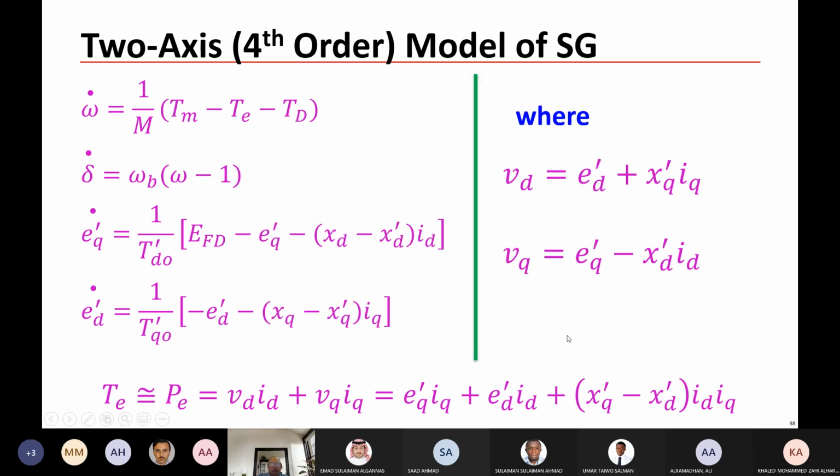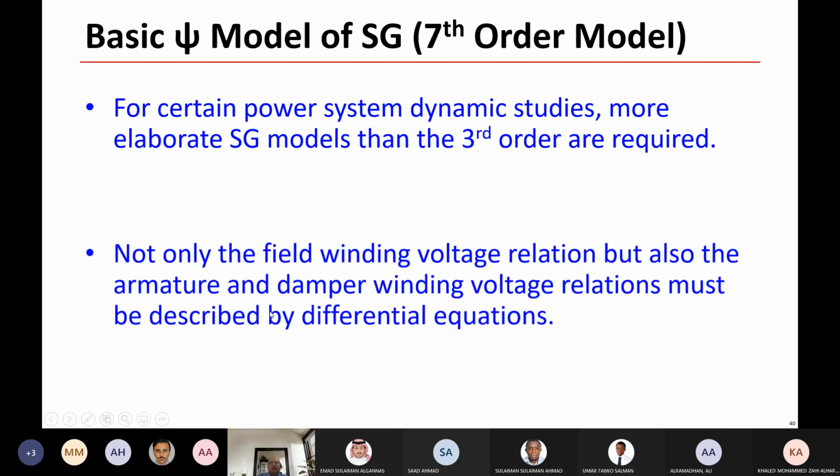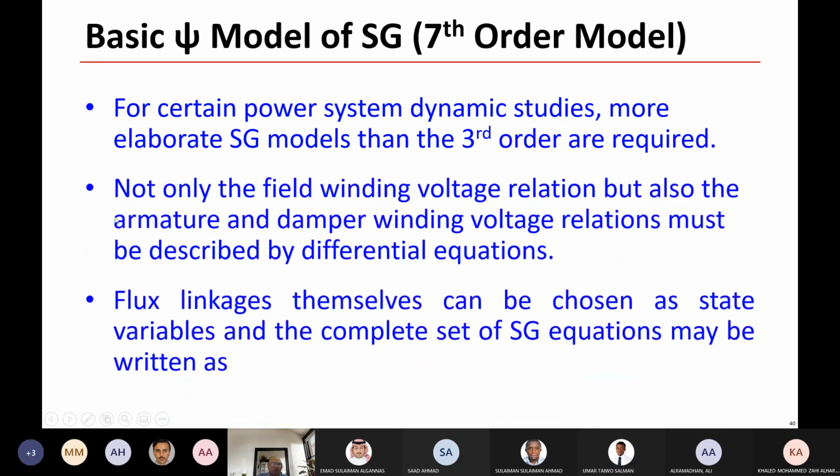So these are the algebraic equations that we have in addition to the fourth order model here. If you need to include also the dynamics in the damper winding, we can go to the basic flux model or seventh order model as we derived earlier. This is the first model that we derived earlier in the last handout.